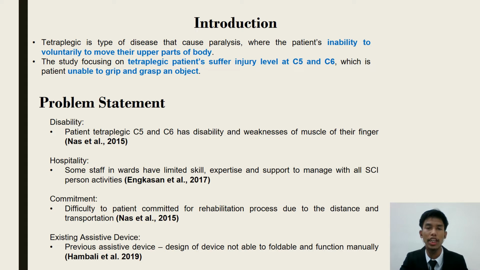There are four main issues for the patient in performing their daily routine according to the current situation: self-disability, hospital service, patient commitment, and there are few existing assistive devices and they are difficult to get.